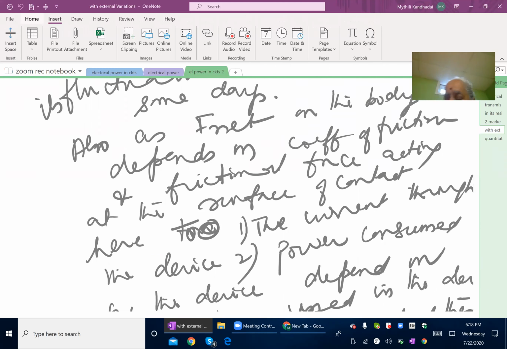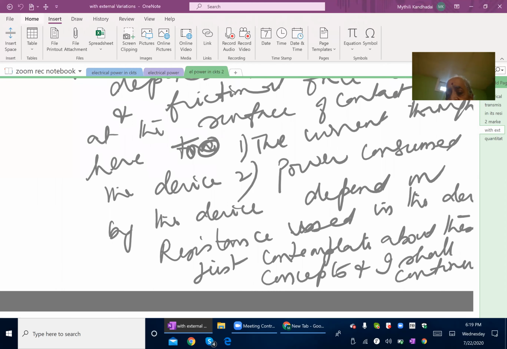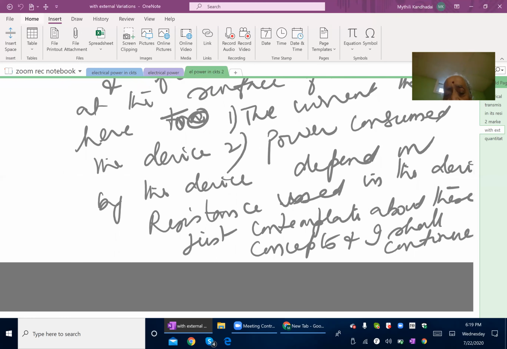Here too, the current through the device, the mobility of the electrons signified by the current, and the power consumed by the device, because power is I squared into R. So for a given R, if I change, the power also changes as I squared R. Both the current flowing through the device and the power consumed by the device depend on the resistance used in the device.